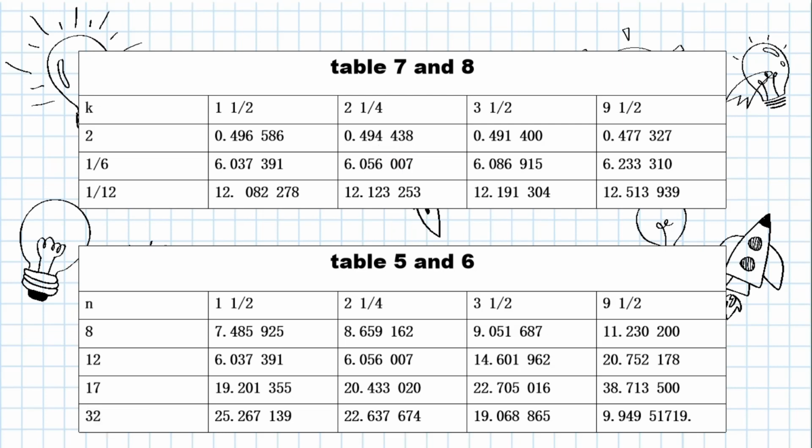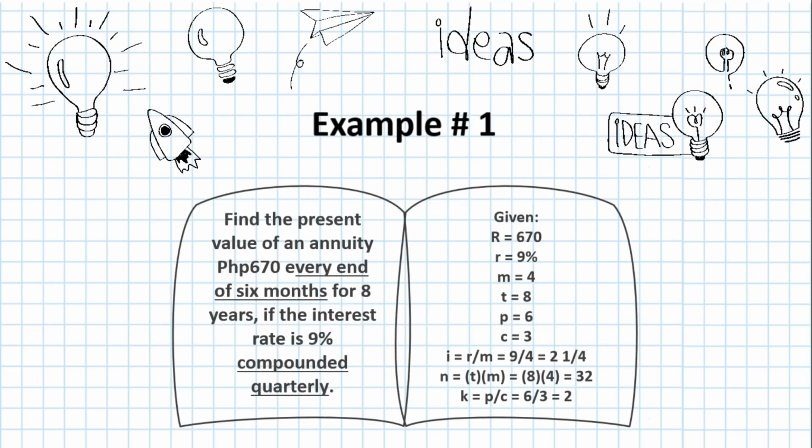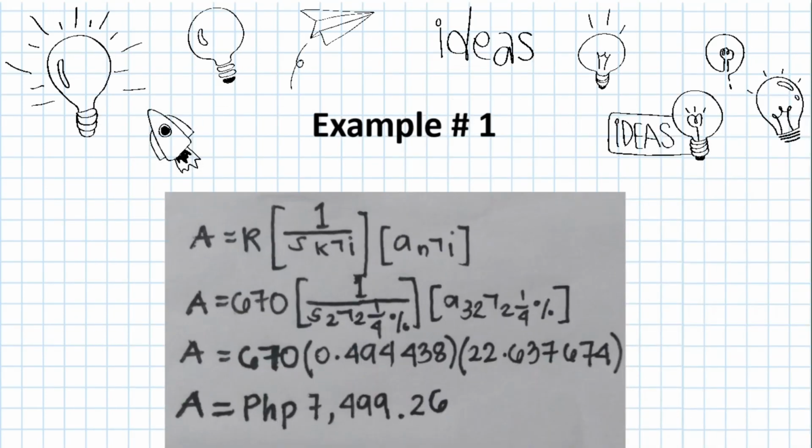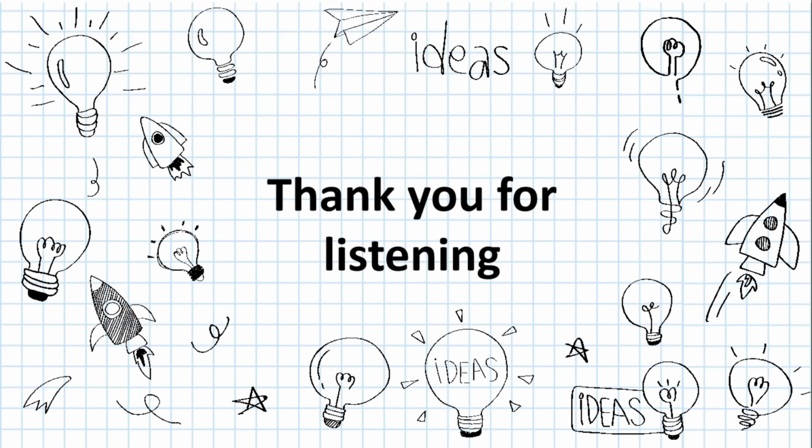0.49448. For table 6, we should find our n, which is 32 here, and our i is 2 and 1/4. We will get 22.637674. So let's multiply it: 670 times 0.49448 times 22.637674 equals 7,499.26.